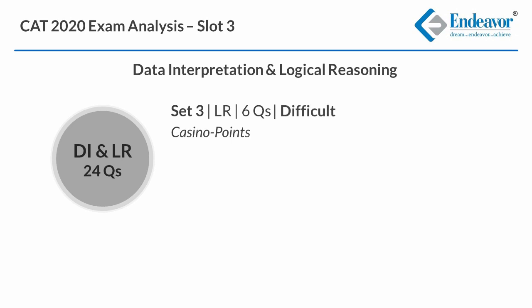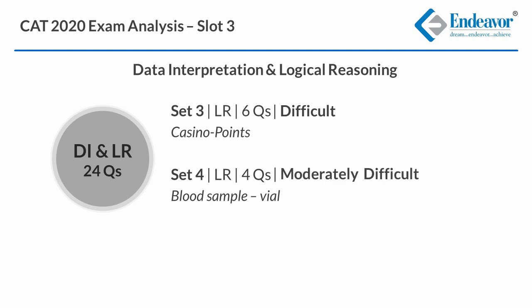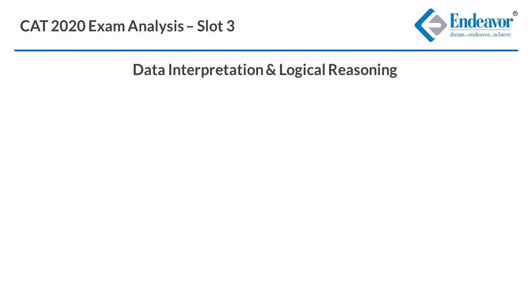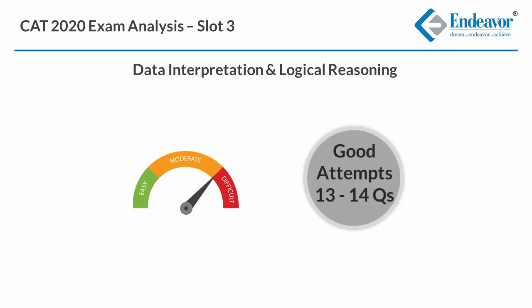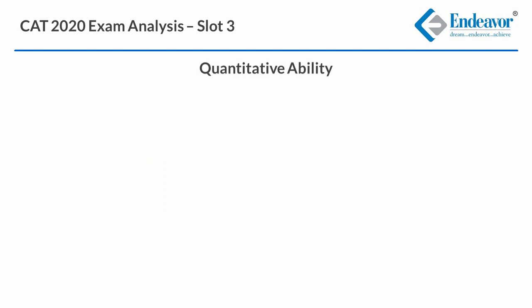Set 4, an LR set again, carried 4 questions and had to do with a blood sample vial. This can be termed a moderately difficult set. Set 5, which is a DI set, carried 4 questions. It had to do with orders received, and this set was a difficult one. Overall, there were 6 non-negative key-in questions, and this sectional can be termed a moderately difficult sectional. Good attempts would be in the range of 13-14 questions.